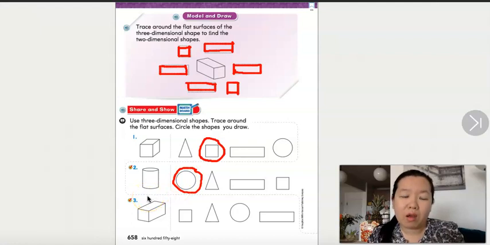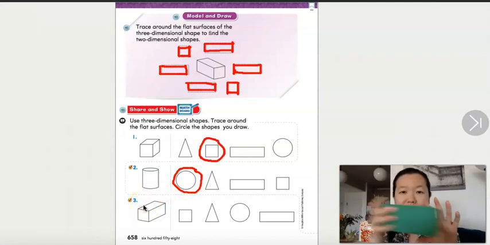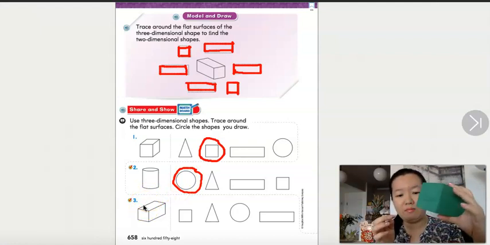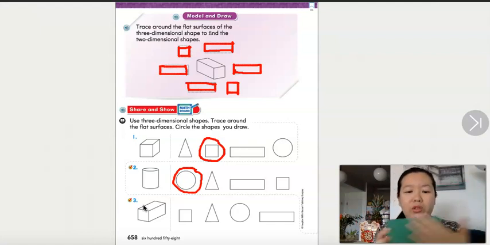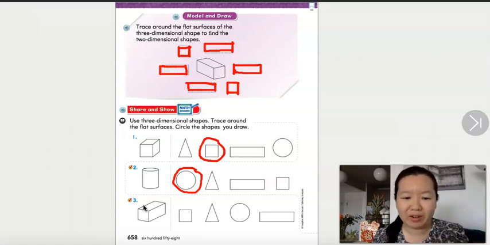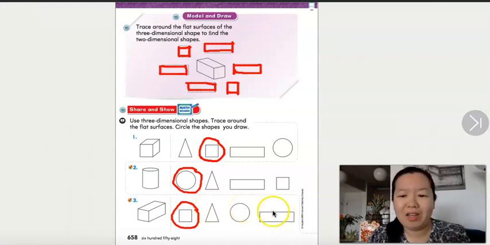And our last one is a rectangular prism. Remember we said that there are two different flat surfaces. There's the rectangle and the square. So let's find these shapes. Is it this one? Yes, it is. And is it the triangle? No. Is it the circle? No. It's the rectangle here.